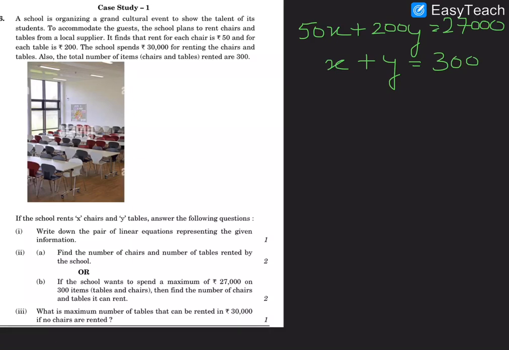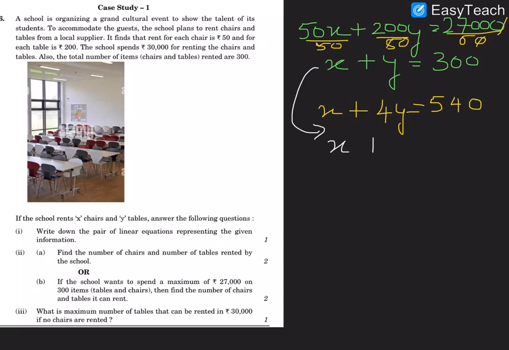Now again divide the above equation by 50, 50 and 50. So you will get x plus 4y equal to, again the zeros cancel, 2 fives are 25 and 2 fours are 20, 540. Using this equation and elimination, with x plus y equals 300.